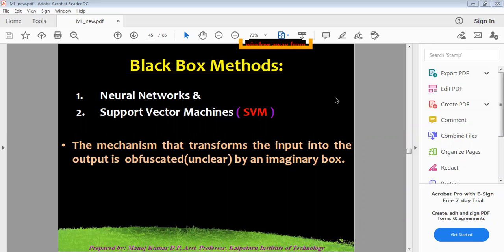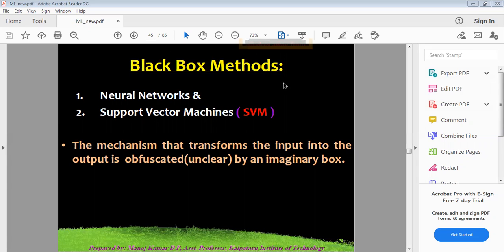So till now we have gone with the basic machine learning algorithms like KNN, decision tree, Bayes theorem. Now we have two more algorithms left in our algorithm part. One is neural network, the other one is support vector machines. These are the black box methods. So there is the name given as a black box method.